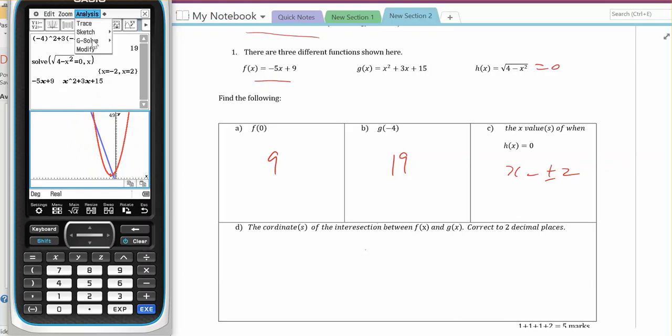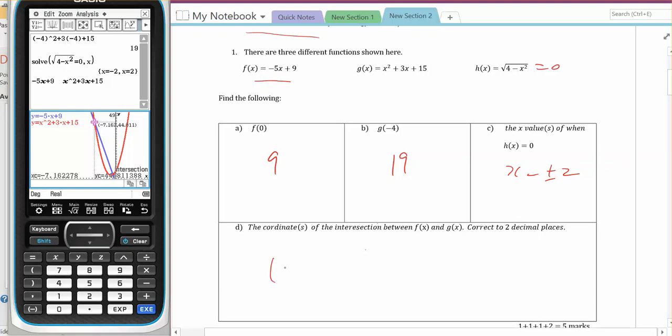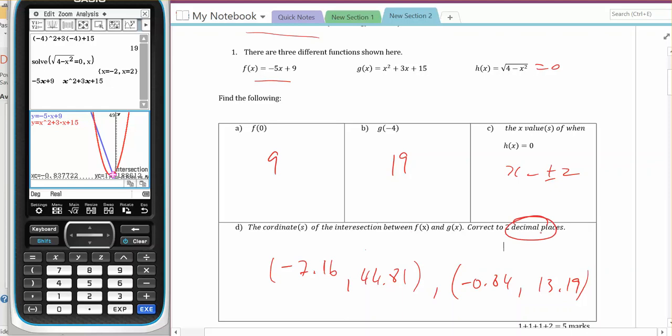So analysis, G-Solve, intersect. We've got one intersection at -7.16, 44.81, and another intersection at -0.84, 13.19. It's really important that you follow instructions. It says 2 decimal places, so we don't want it to be exact.